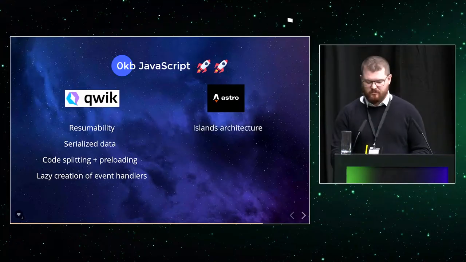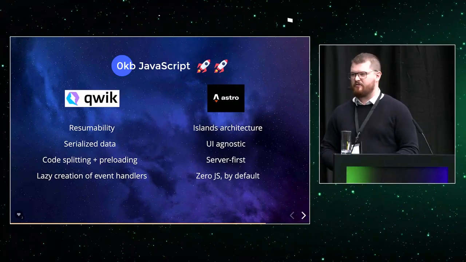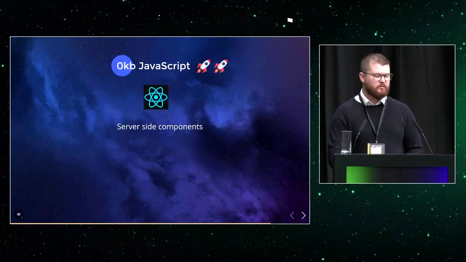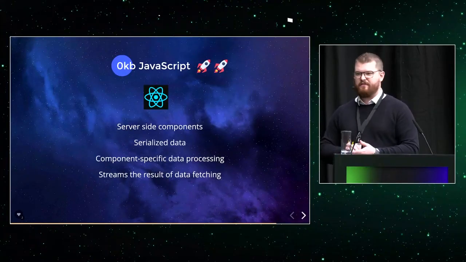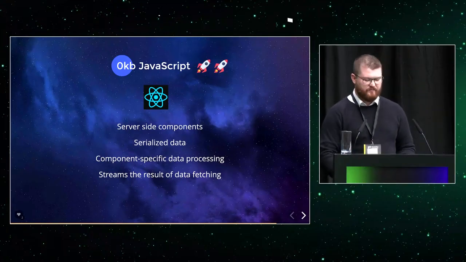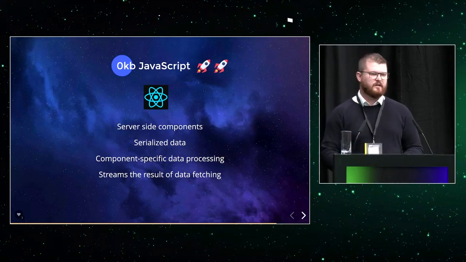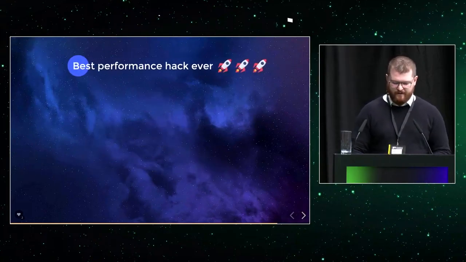And of course, with Astro, with its island architecture, which is component-based, it's also UI agnostic, it's a server-first framework, and it's zero JavaScript by default. And also, of course, server components with server actions, where we move the logic of data fetching to the server, and we just stream that data to the client, and offload a part of the client bundle size. And in that sense, we offload the initial loading of the web app.